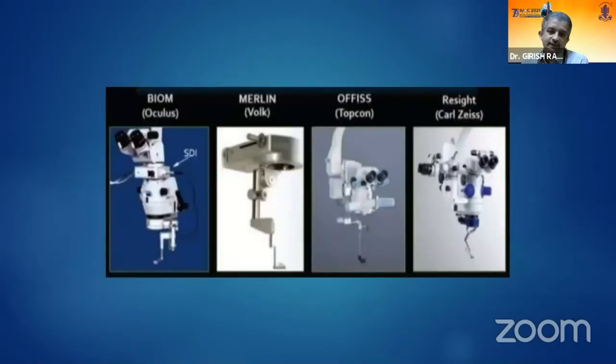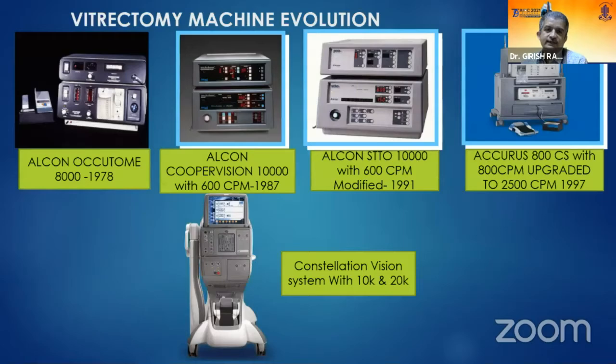We have migrated from the irrigating lenses to the wide angle viewing system, and also the advances in the vitrectomy itself, from the 600 cuts to almost 20,000 cut systems. And all these advances have not only benefited the surgeon, but have also benefited the patient. They have made surgeries faster, safer, with better surgical outcomes. So these are the technologies which we have embraced very swiftly and very willingly.